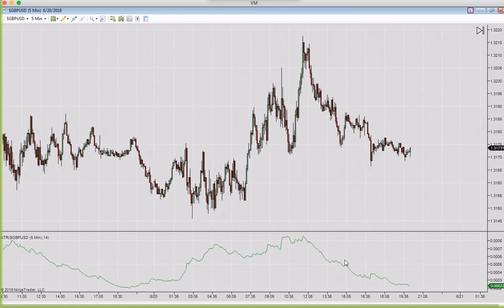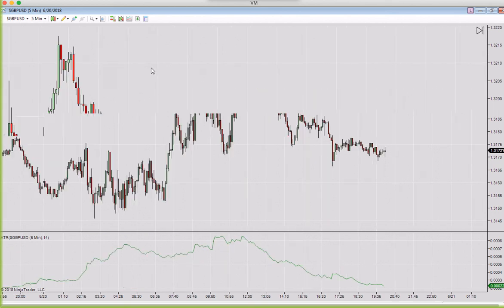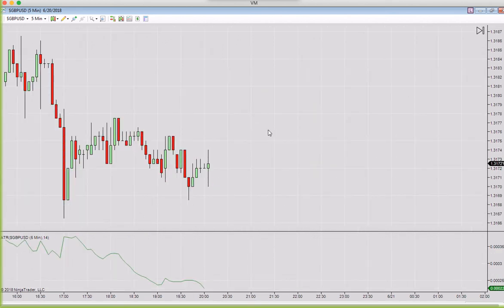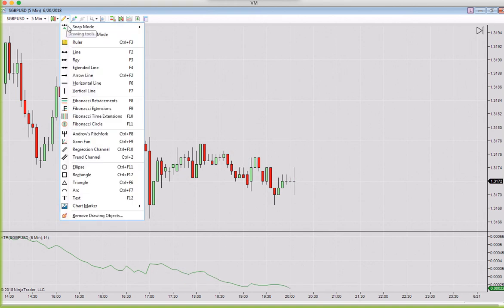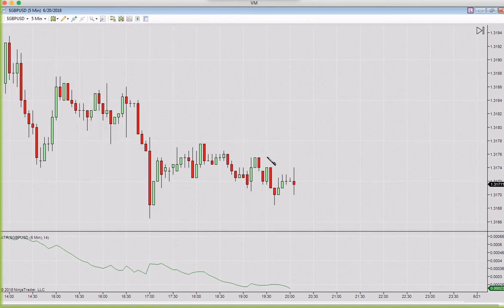So the 5 minute is appealing because we have very low volatility. Where can we place a line? We don't really have a great spot for that. Yeah, we don't have a great spot at all. Yeah, that one kind of sucks, but it's probably the best one that we have.